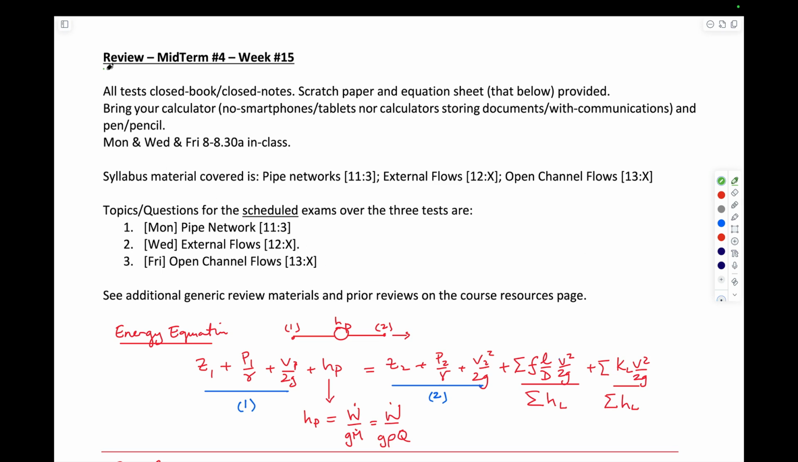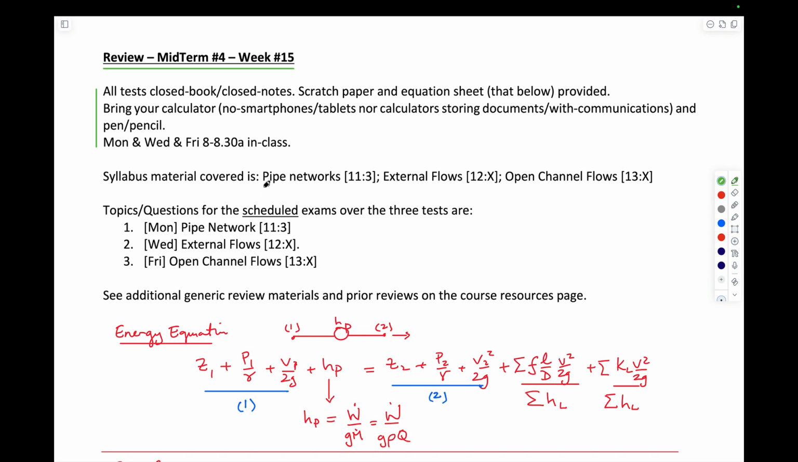Hi everybody, this is the review for the fourth midterm. It occurs in week 15, the last week of classes before finals week. Same as all the other ones in terms of closed notes, closed books, and you'll be given an equation sheet.